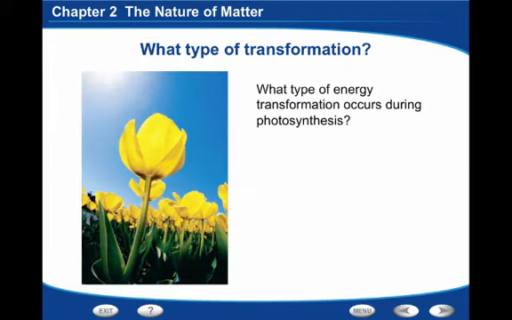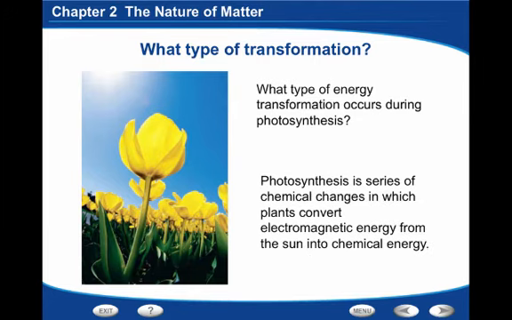So if you look at a situation like photosynthesis and ask yourself what type of energy transformation occurs, since it can't be created or destroyed, only transferred, it's a series of chemical changes in which a plant converts the electromagnetic energy from the sun into chemical energy in the process of photosynthesis. That's usable energy for the plant.